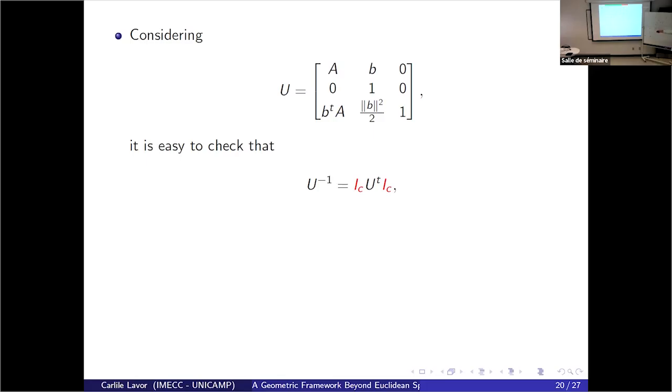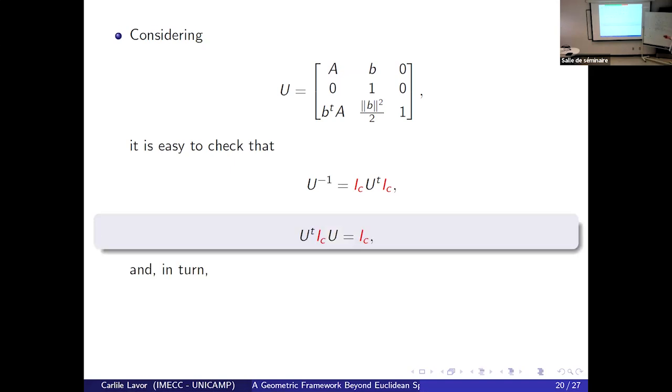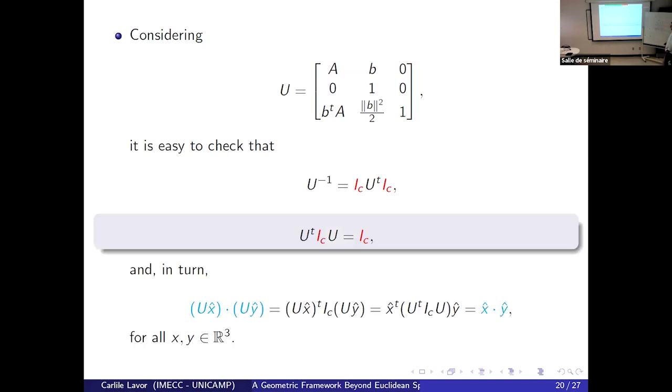So we know that an orthogonal matrix is a matrix such that to calculate the inverse is very easy, just the transpose. But here it's almost as easy. We just multiply at the left by IC and at the right by IC. So it is also very easy to calculate the inverse. And this is another product. So using these two products, we can prove, in fact, that this matrix U is an orthogonal matrix, because when we do this calculation, we do not change the inner product. So in fact, this is an orthogonal transformation, of course, using the new inner product.